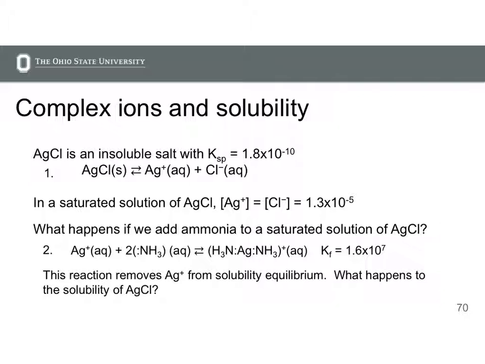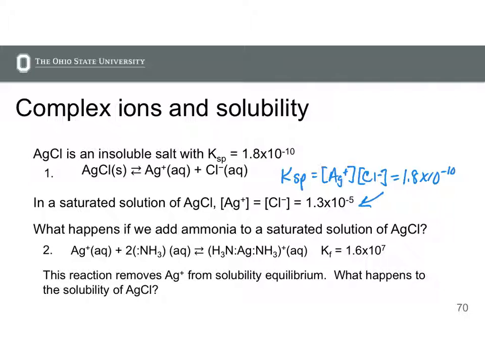So let's continue looking at how complex ions affect solubility. We'll look at silver chloride. It's an insoluble salt. Ksp is 1.8 times 10 to the minus 10. So if we take a saturated solution of silver chloride and we use our Ksp, it's equal to the silver ion concentration times the chloride ion concentration, and that's 1.8 times 10 to the minus 10. Take the square root of that to get the concentration of silver and chloride in solution, 1.3 times 10 to the minus 5. So small concentrations. Yes, it's very insoluble.